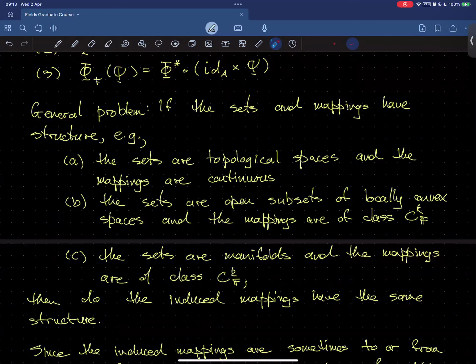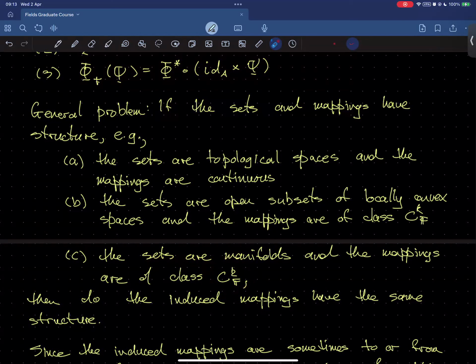The sets might be open subsets of locally convex spaces, and the mappings might be of class C^k for some suitable k. The sets might be manifolds, and the mappings of class C^k. So of course, B is a special case of C.